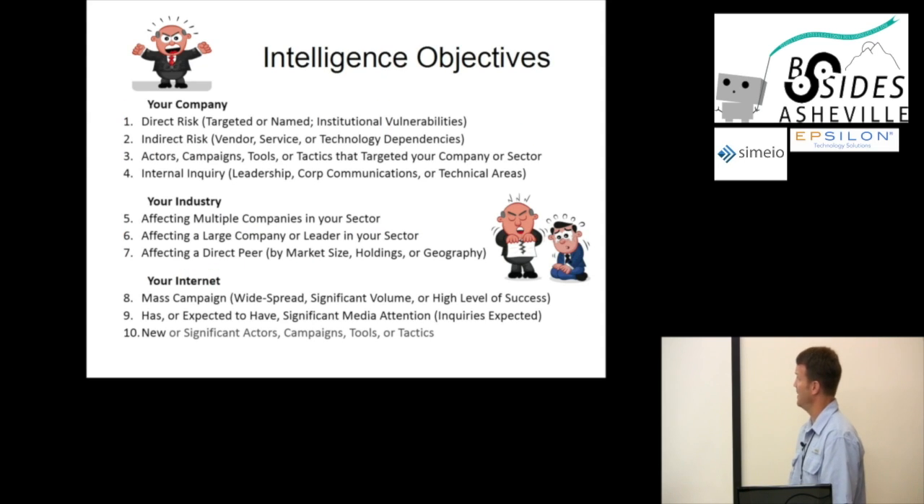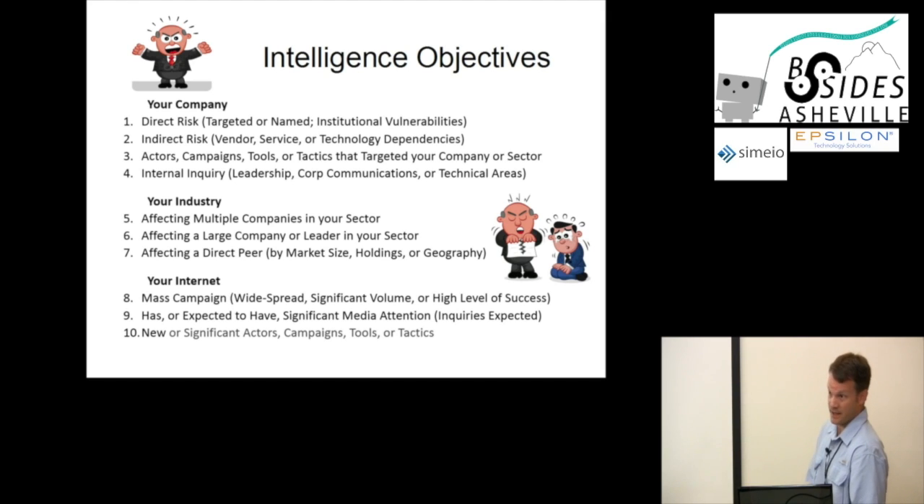This is a set of intelligence objectives that we put together at my day job, and it's what we call our neighborhood approach. If people are trying to break into your house or your company, obviously that's going to be your number one priority. So you need to spend a majority of your time concerned about things that are directly affecting your company.